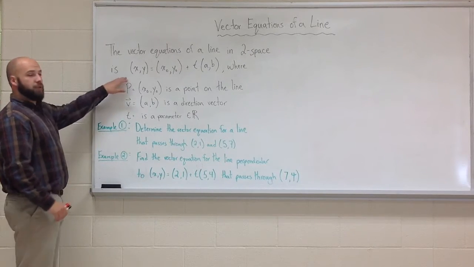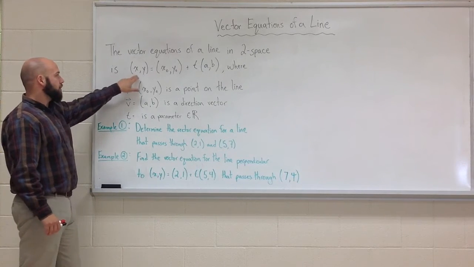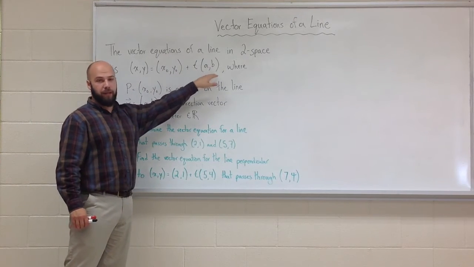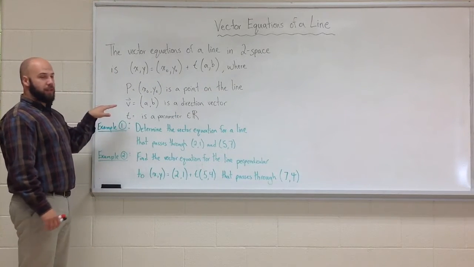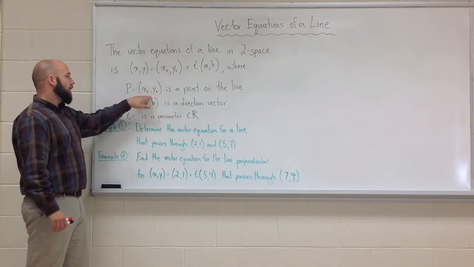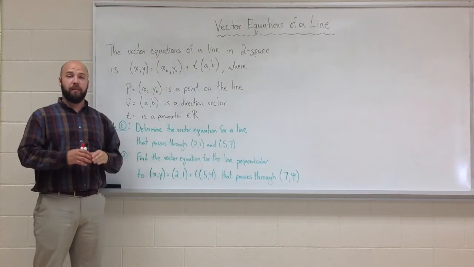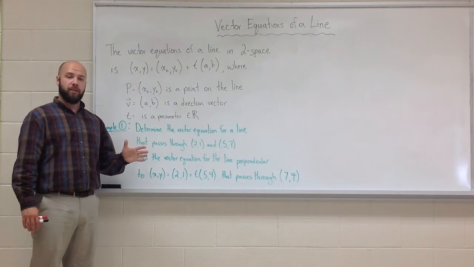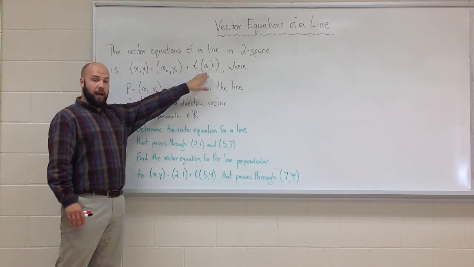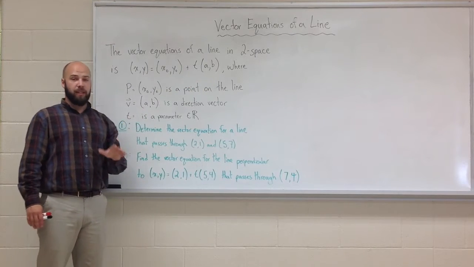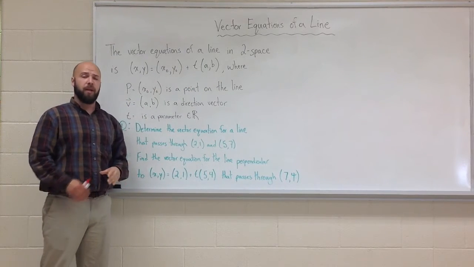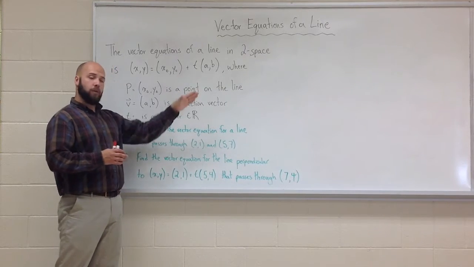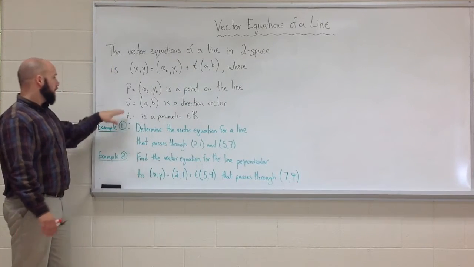So the vector equation is represented by (x, y) equals (x naught, y naught) plus t(a, b). Okay? This means that (x naught, y naught) is a point on the line. This can be any point that falls on the line, meaning you may have the answer to a question where your direction vector, (a, b), is the same, but the point is different. As long as that point lies along the line, that is a vector equation for that line.